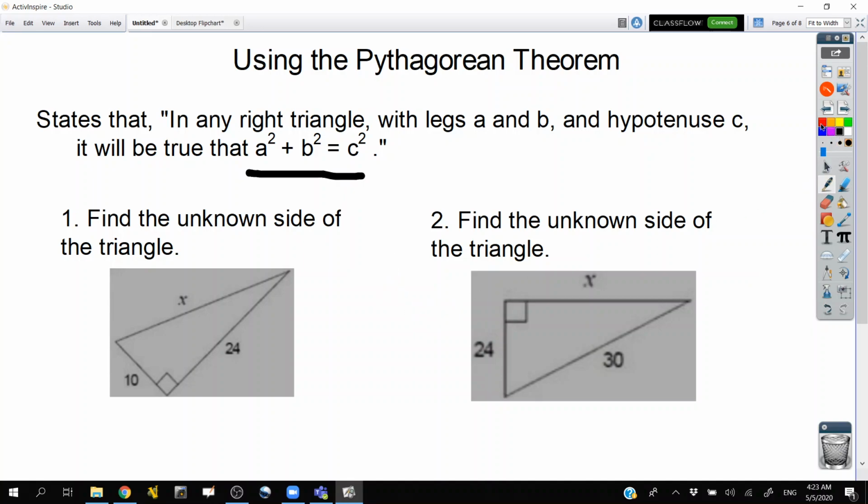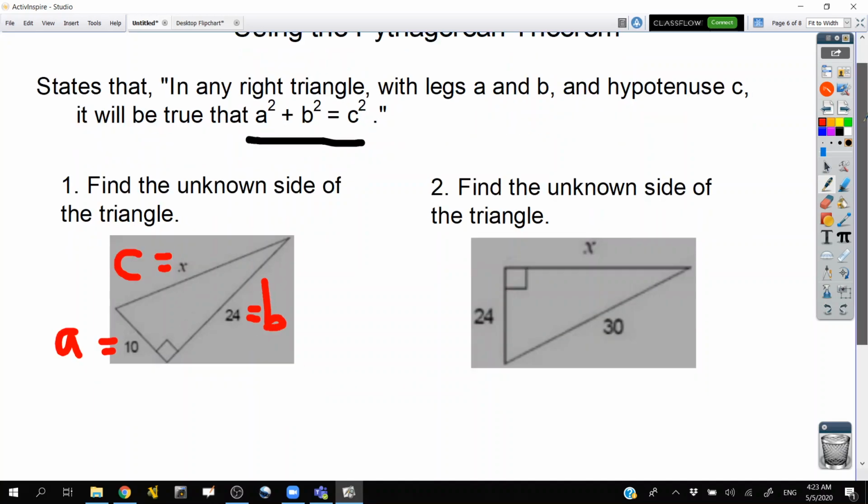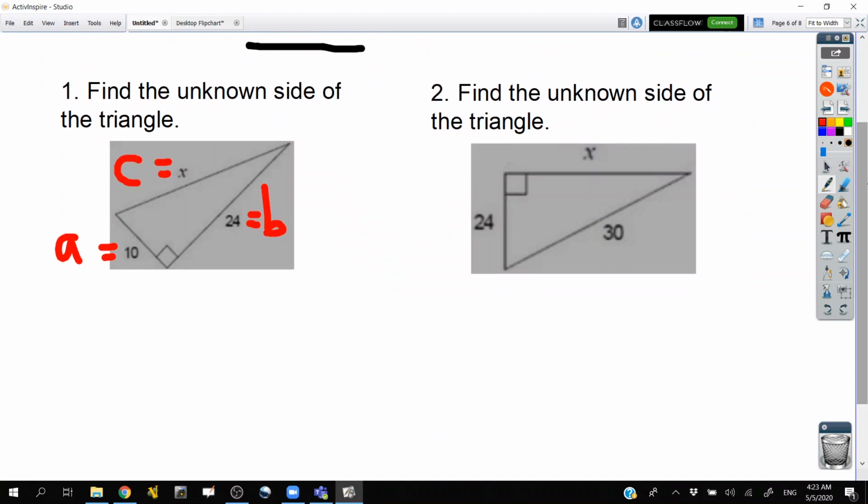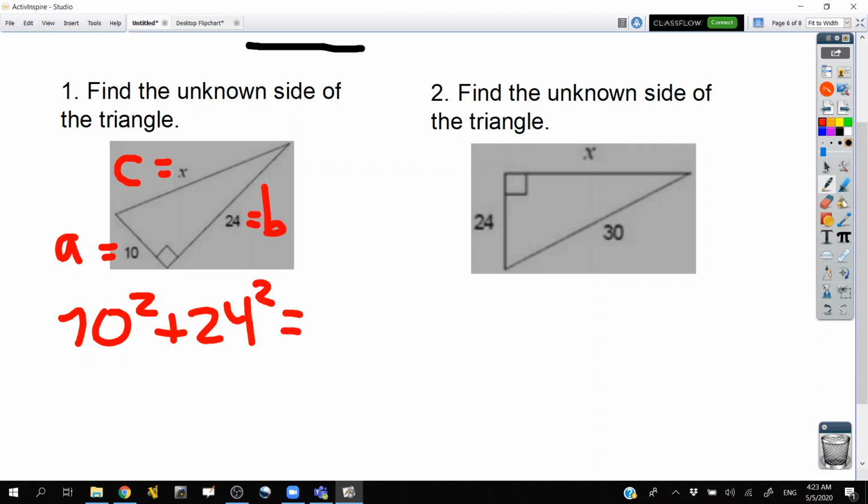So if I go down and look at this triangle in number 1, our hypotenuse is here. It has to be C. These other legs, it doesn't matter, I'll make that A and make this B. And so if I look at finding that C side, I know A squared, 10 squared, plus B squared, 24 squared, equals C squared, which is X squared, which we don't know.